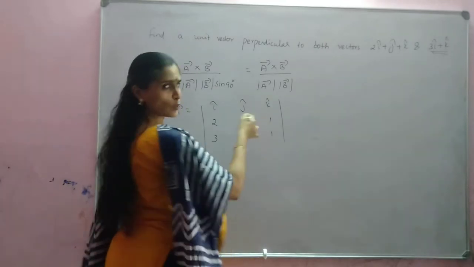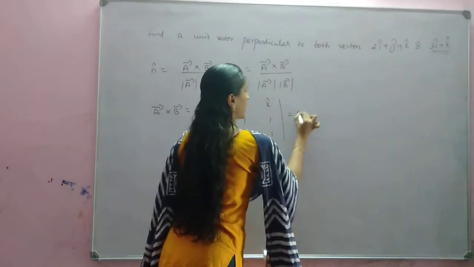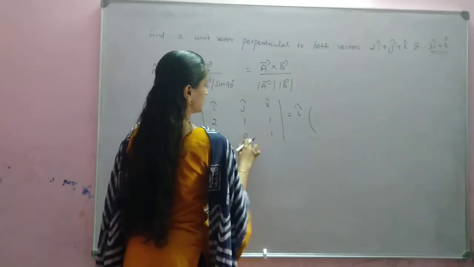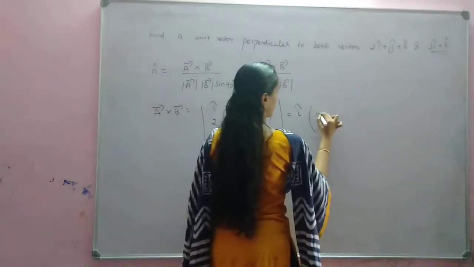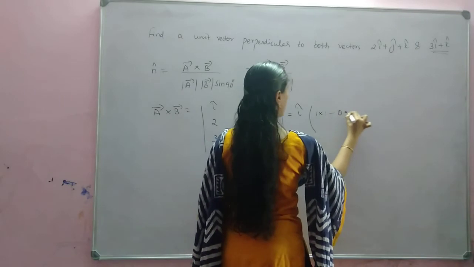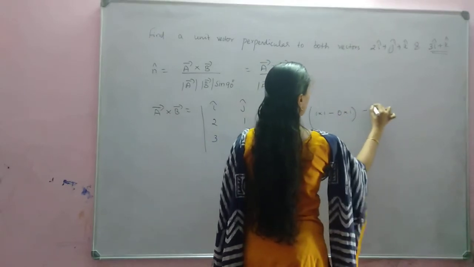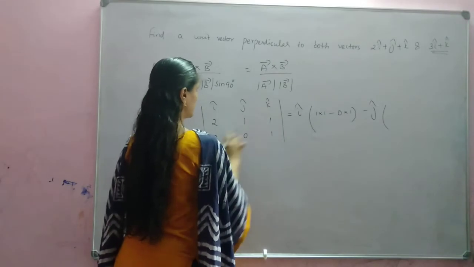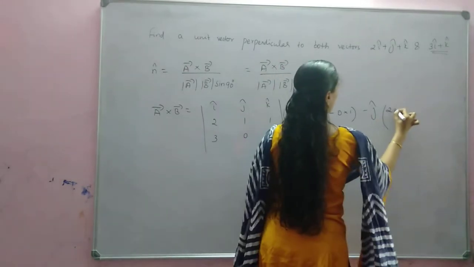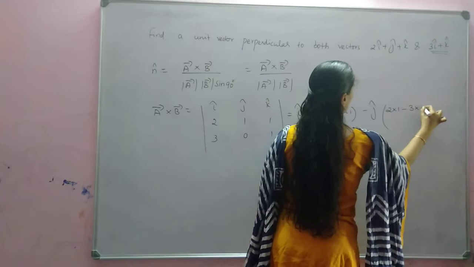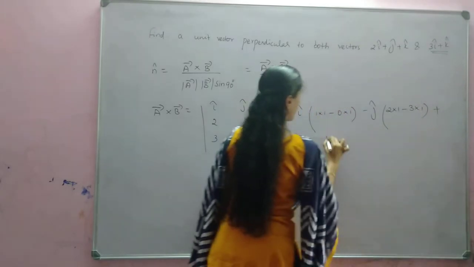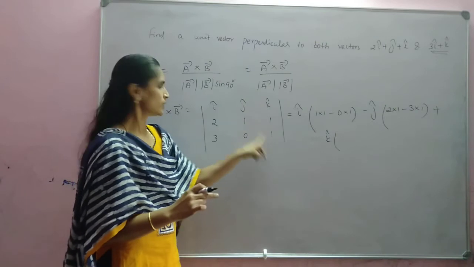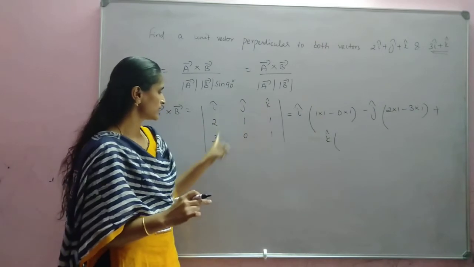Okay. Now same procedure, what you have to do? i cap into this into this minus this into this. Right? 1 into 1 minus 0 into 1, minus j cap into 2 into 1 minus 3 into 1, plus k cap into this, no need to bother. So 2 into 0 minus 3 into 1.